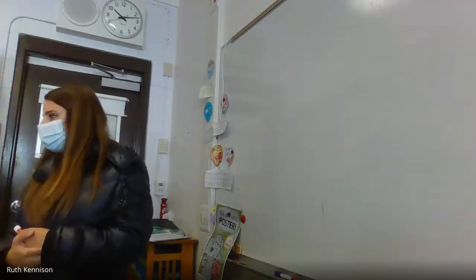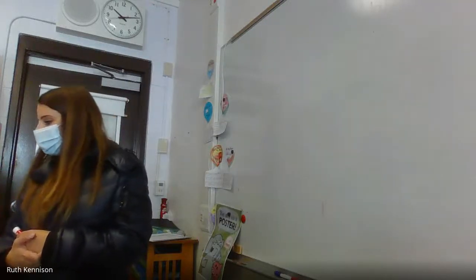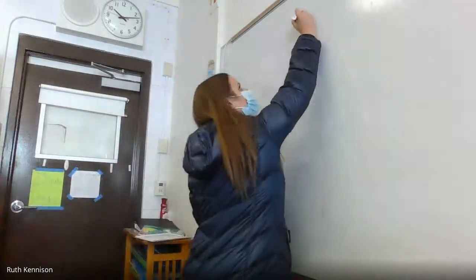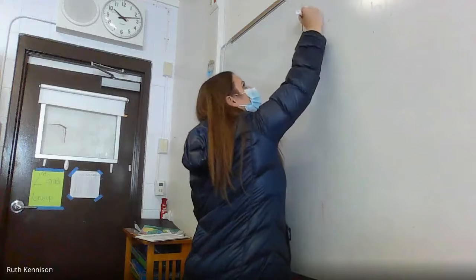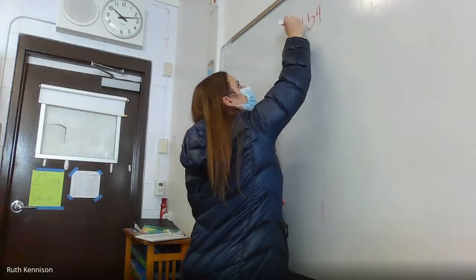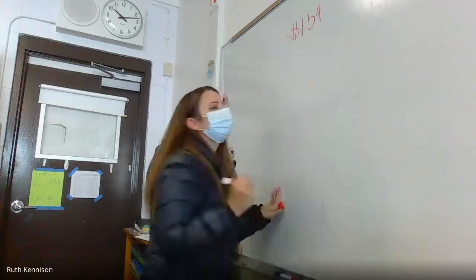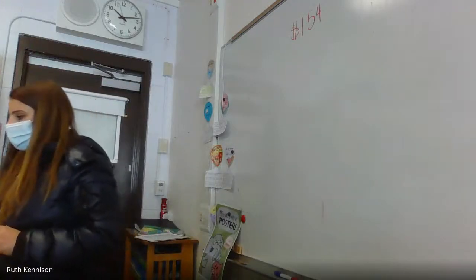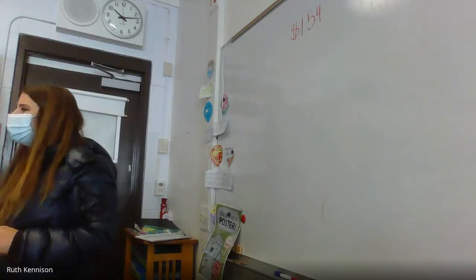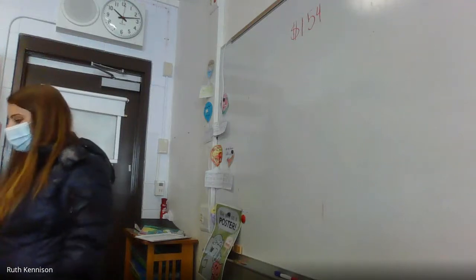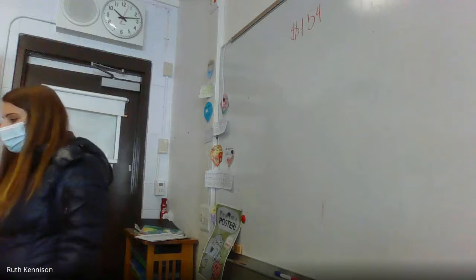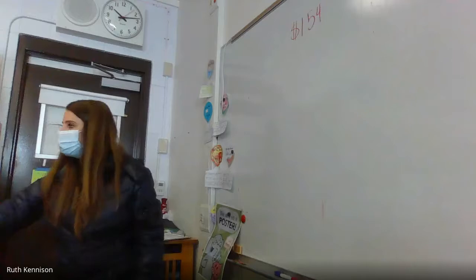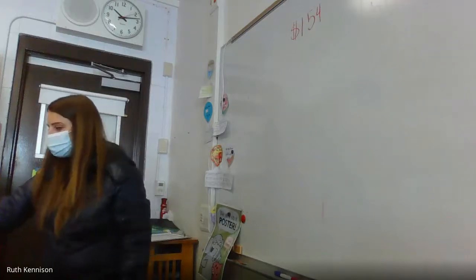My friend Sophia has $154. And this little sign right there, that means dollars. That means we're talking about money. Okay, she has 14 $1 bills. The rest are in $10 bills. So we'd have to think, how many $10 bills does Sophia have?